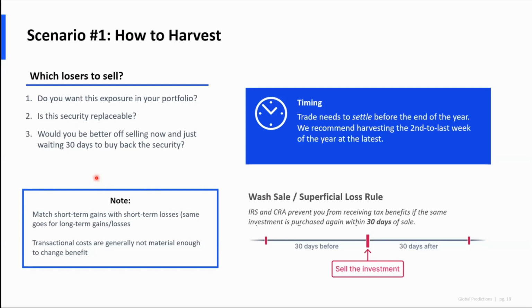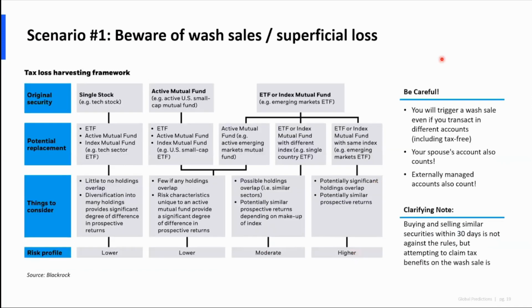If you're thinking, oh, I'm really clever, maybe I'll just double up on my exposure the day before and then sell, that doesn't work either. It's a symmetrical window. So 30 days before, 30 days after. And there are a couple other things to note, which we'll go through on this slide here.